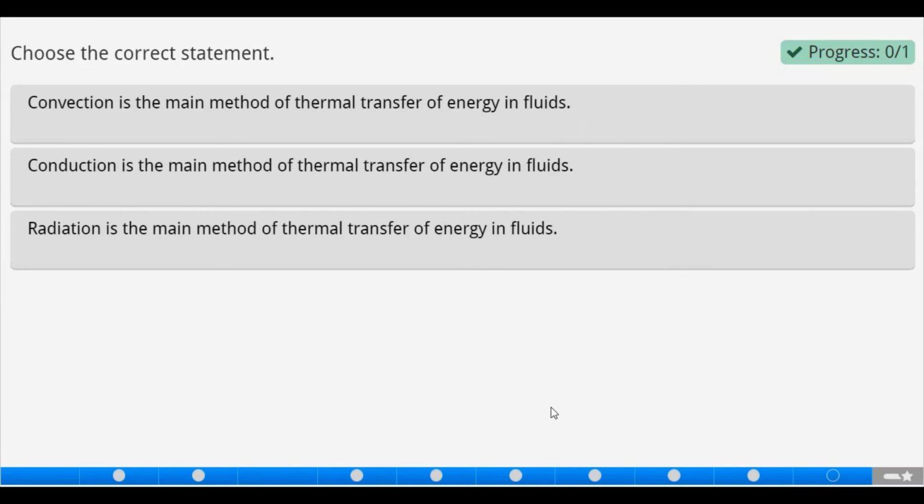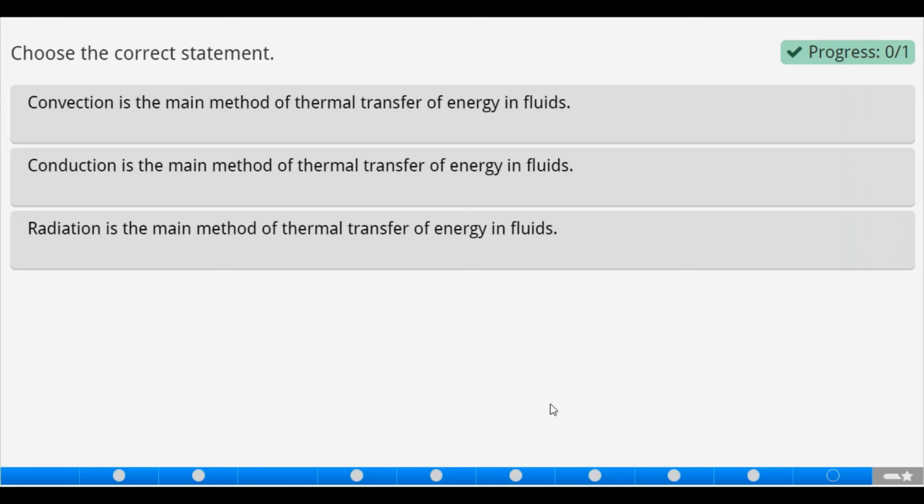So before we go today, let's check for the correct statement out of these three options. Convection is the main method of thermal transfer of energy in fluids. Is that statement correct? Yes, that is true. Because if you place cold water inside a kettle and put it on a gas stove where it is heated, hot water as it is boiling comes up, while the cold water sinks. So that is a form of convection.